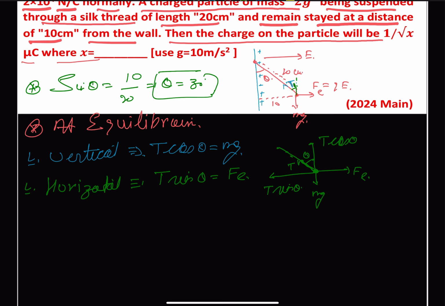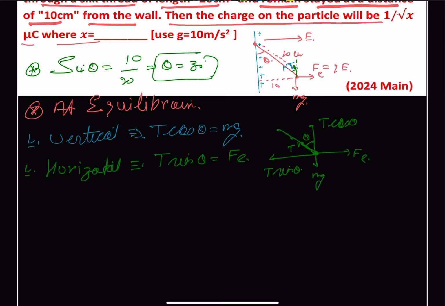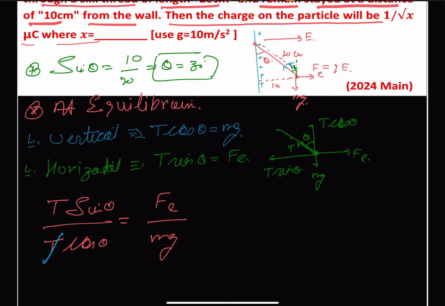So here we can just divide them and we get tangent of theta. So we can say T sine theta upon T cos theta is equal to Fe upon mg. Here T and T go away, so this gives us tan of theta. Fe is nothing but q times electric field, so this comes as q times E, and we have this as mg.